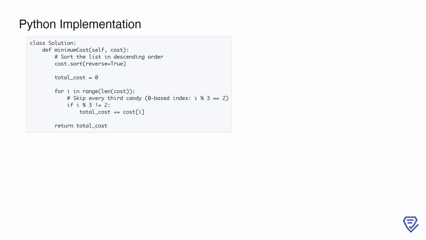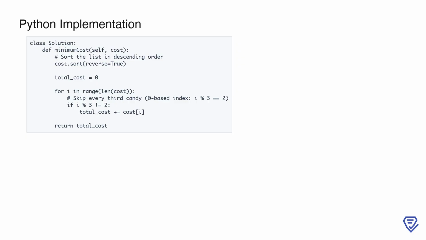Next, the algorithm iterates through the sorted list using a for loop. For every candy, it checks its index to determine whether it is the third candy in a group of 3, i.e., when the index modulo 3 equals 2. If it is not the third candy, i.e., i % 3 does not equal 2, its cost is added to the total_cost variable. The modulo operation ensures that every third candy is skipped, as per the problem's discount rule.